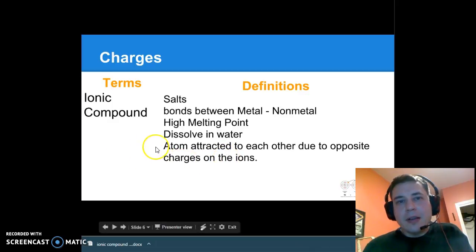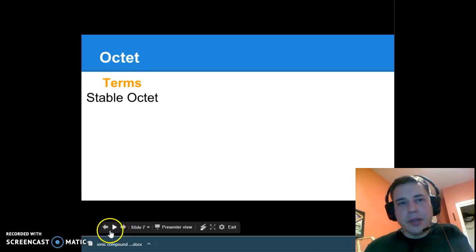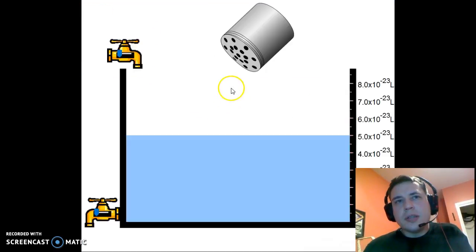And the interesting thing about ionic compounds is the atoms are attracted to each other due to the opposite charge of the ions. And so we can take a look at some salt in water and hopefully we can understand what's going on there. All right, so here we have some water and we're going to sprinkle some salt in here.